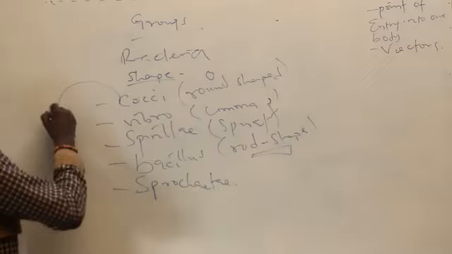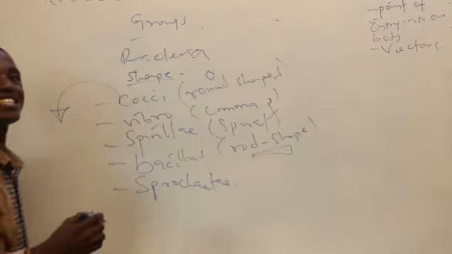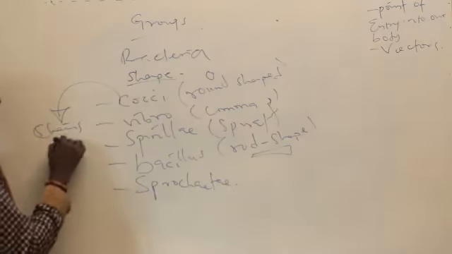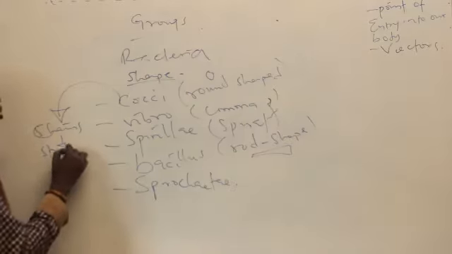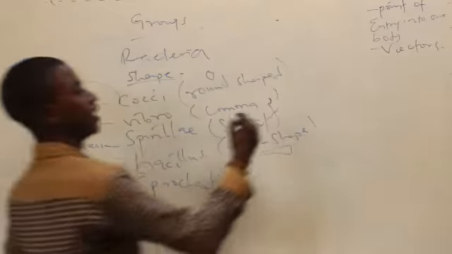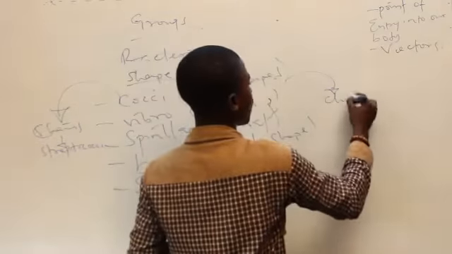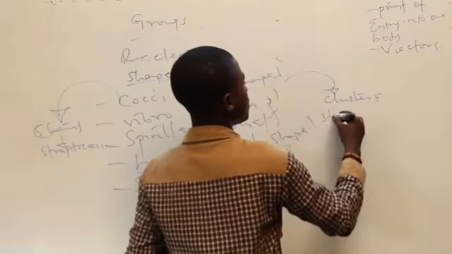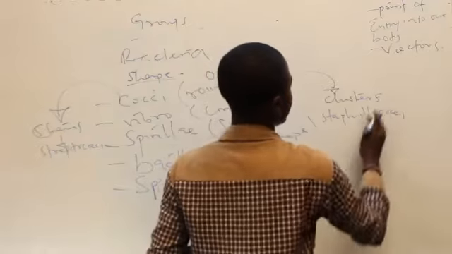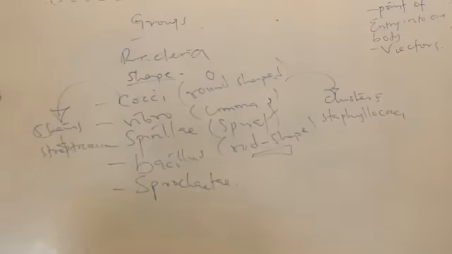Now, when we look at cocci, there are some cocci that exist in chains, and there are some cocci that exist in clusters. The cocci in chains are called streptococci. The cocci in clusters are called staphylococci. Those ones exist in clusters.